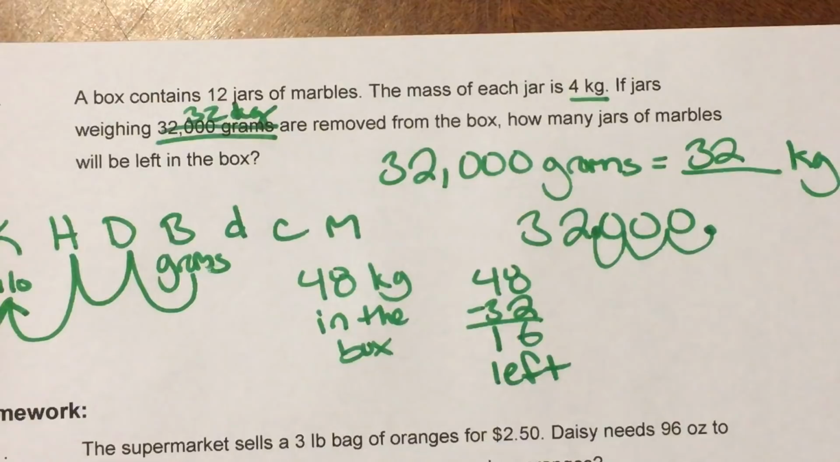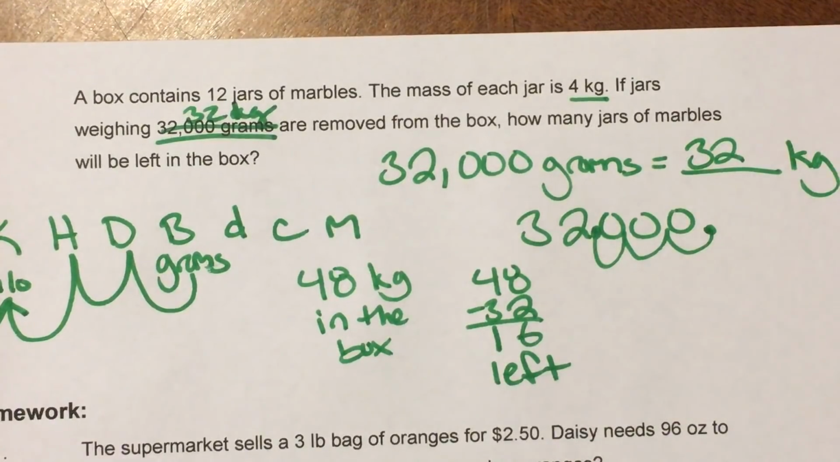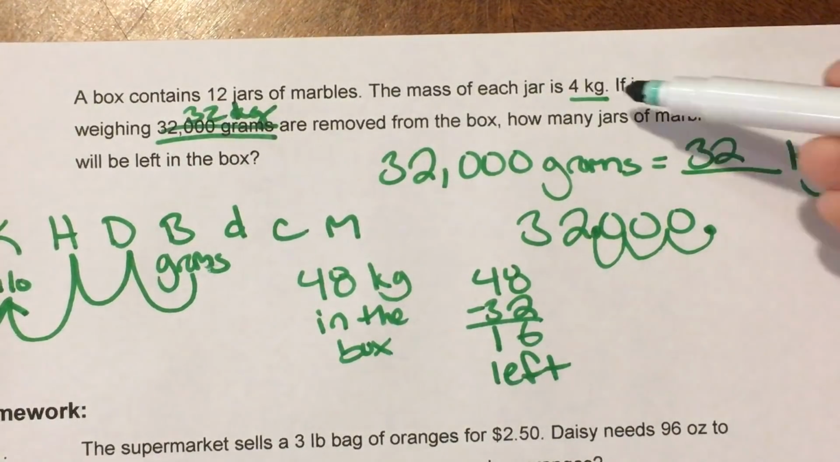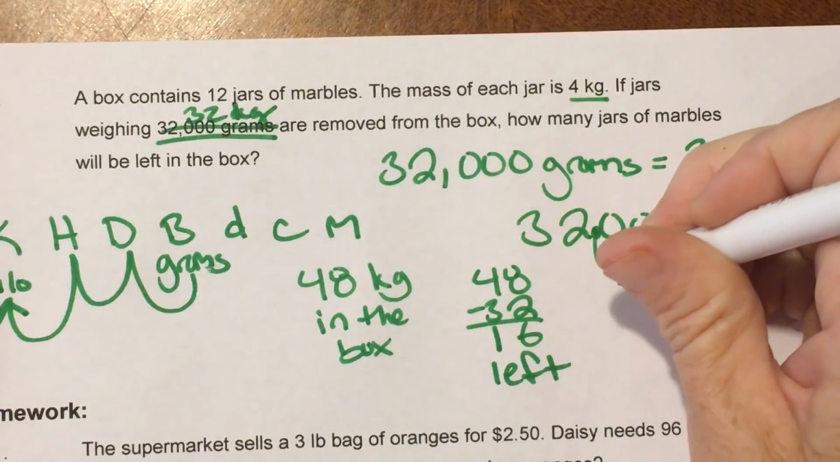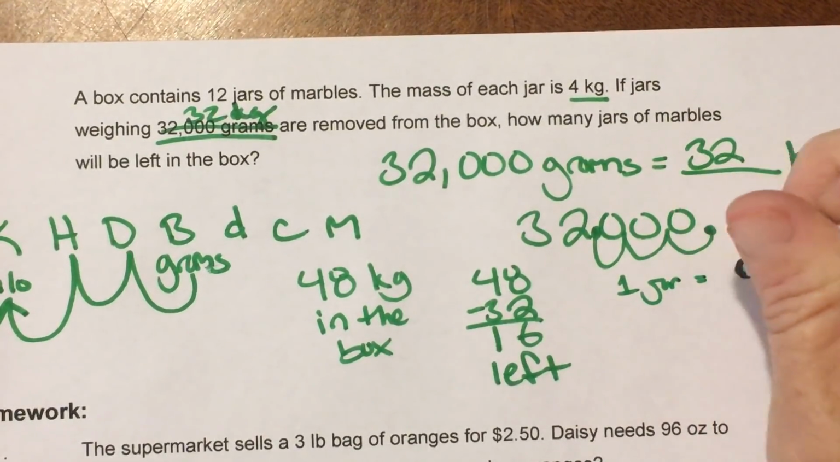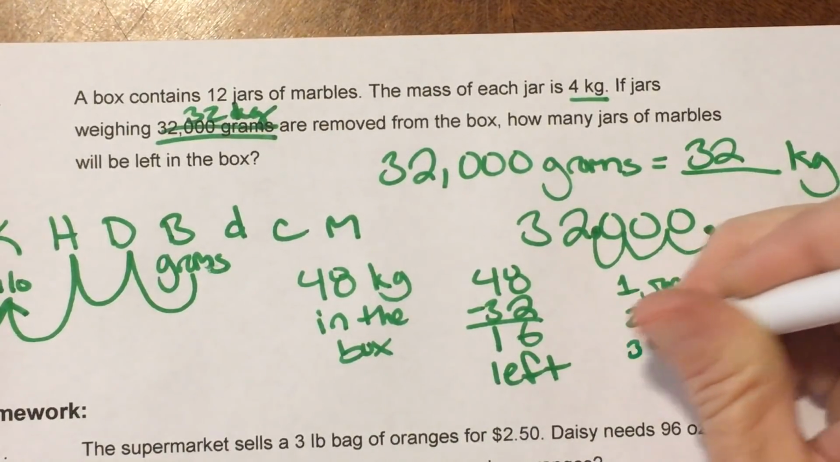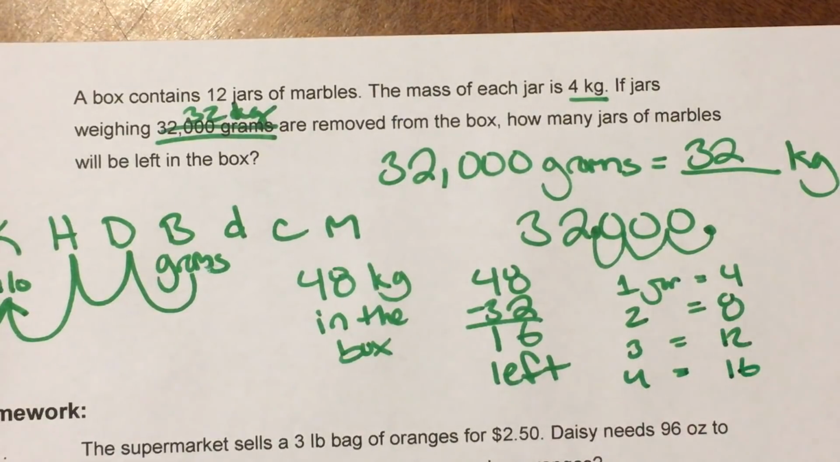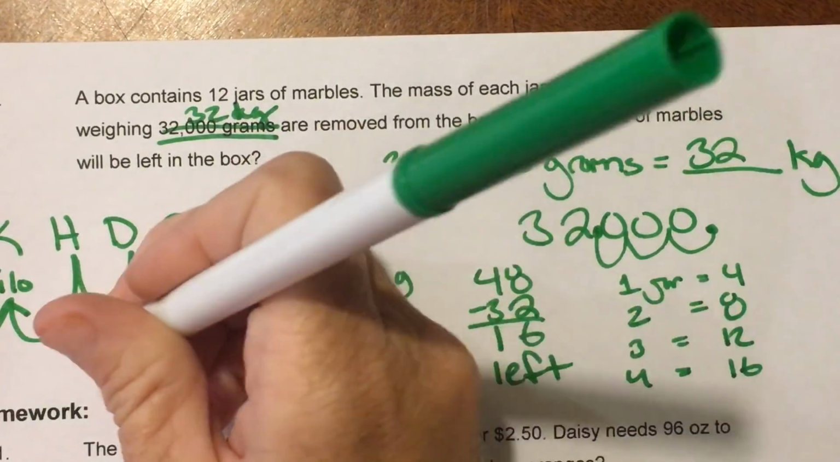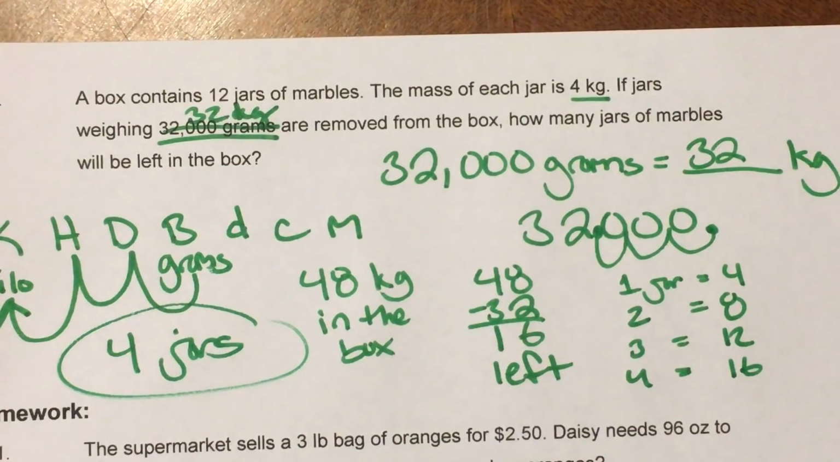Okay, they want to know how many jars of marbles are left. Well, how many jars of marbles would make up 16? Well, if each jar weighs 4, that would be one jar equals 4. So 2 jars equals 8, 3 jars equals 12, and 4 jars equals 16. So I know the answer must be 4 jars.